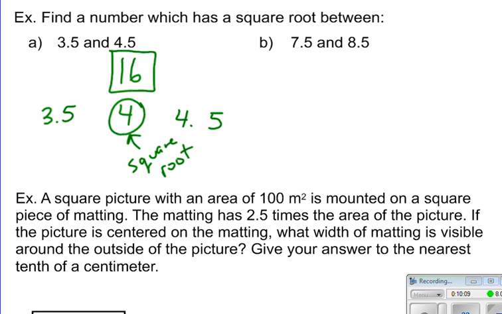When we look at the second example, we're going to do the same thing. We need a square root between these half numbers. So let's pick the whole number that we know in between. So that's 8. And the square of 8 is 64. So 64 is our number that has a square root in between 7.5 and 8.5. And our square root is 8.